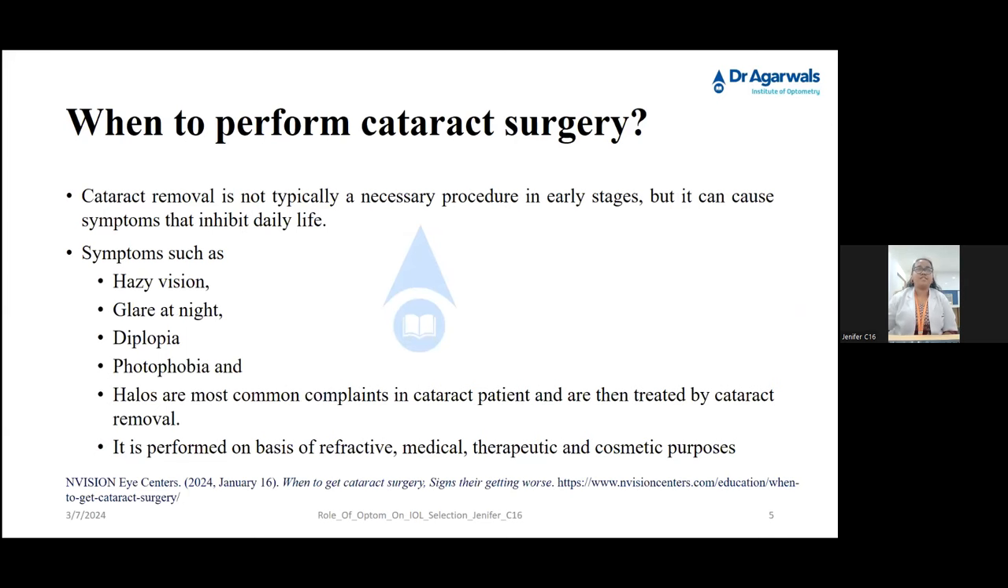When to perform cataract surgery? Cataract removal is not typically a necessary procedure in the early stages, but it can cause symptoms that inhibit daily life. Symptoms such as hazy vision, glare at night, diplopia, photophobia, and halos are the most common complaints in cataract patients and are treated by cataract removal. It is performed on the basis of refractive, medical, therapeutic, and cosmetic purposes.